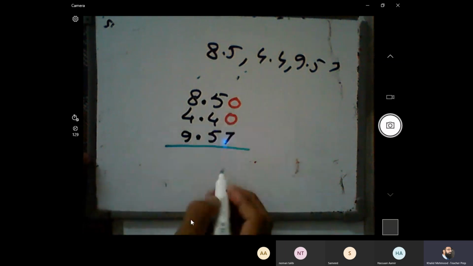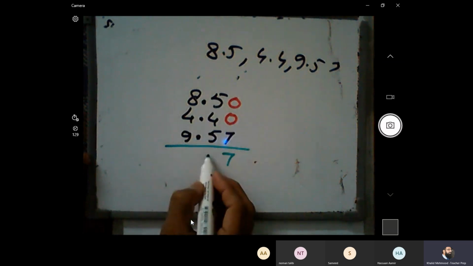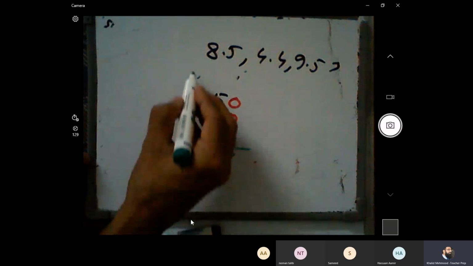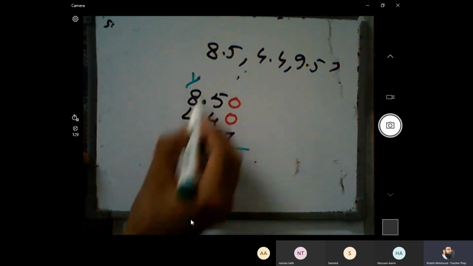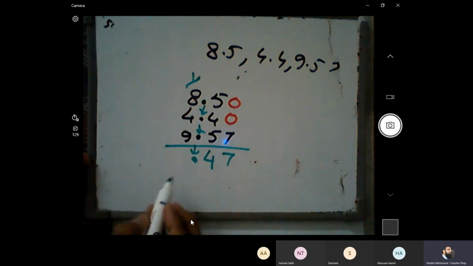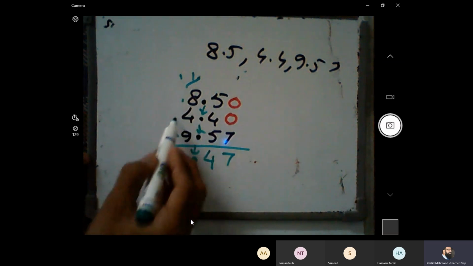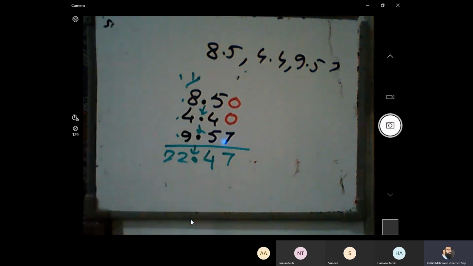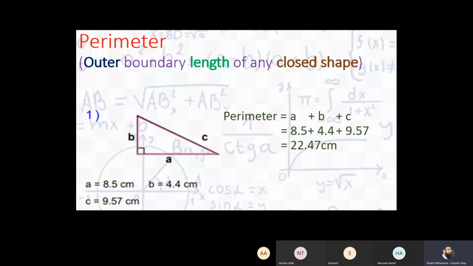If we calculate, this becomes 7, 5 plus 5 is 10, 10 plus 4 is 14, so we take 4 and carry forward 1. The decimal goes under the decimal, the same decimal location. Then we add these numbers: 9 plus 1 is 10, 10 plus 8 is 18, 18 plus 4 is 22. So our answer is 22.47. This is the way you will add the numbers. You must not make any mistake about it.